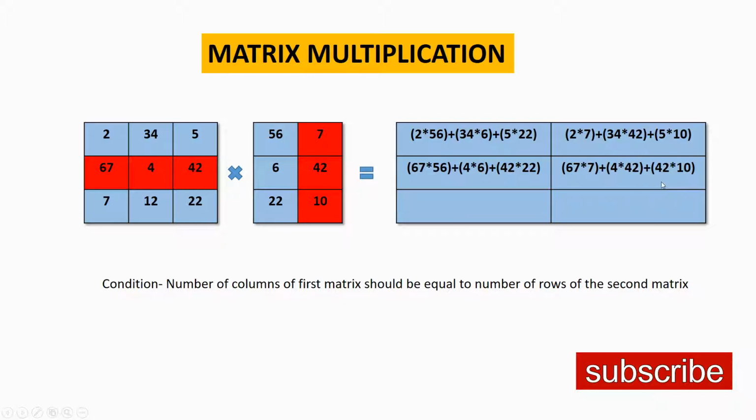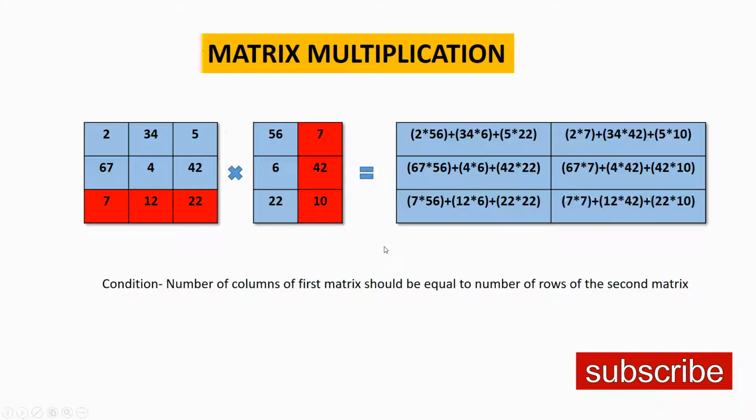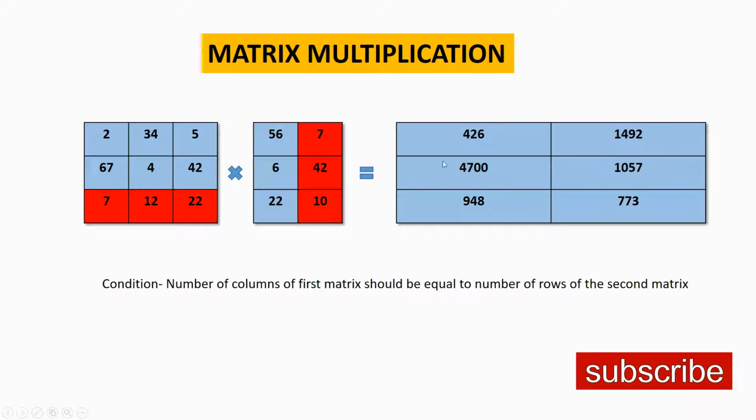42 into 10, right? And then at the last, we are going to move to the last row and the first column, and the last row and the second column, and you can see 7 into 56 plus 12 into 6, 22 into 2. You can see over here, and then the last operation, 7 into 7, and then 12 into 42 and 22 into 10. Okay, and this is the answer that we are going to have over here. So the answer, if you see, this is what we are going to get in the third matrix.